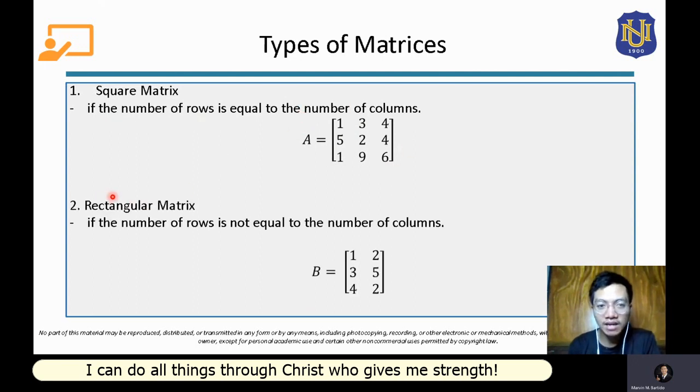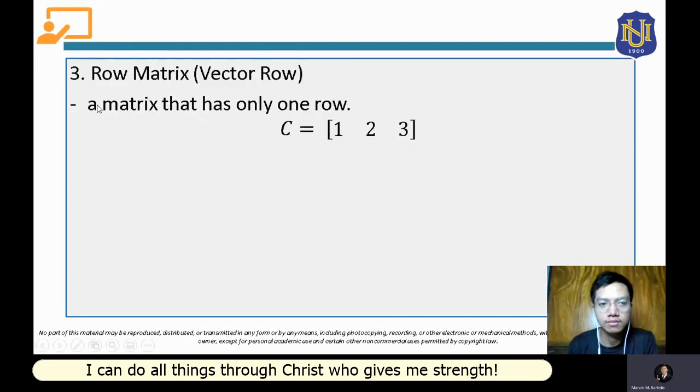Now, the second one is the rectangular matrix. In a rectangular matrix, the number of rows is not equal to the number of columns. So this matrix B is a rectangular matrix since the number of rows is not equal to the number of columns. The third type of matrix is called a row matrix or row vector. It is a matrix that has only one row. So here, this matrix C only has one row. So this is a row matrix.